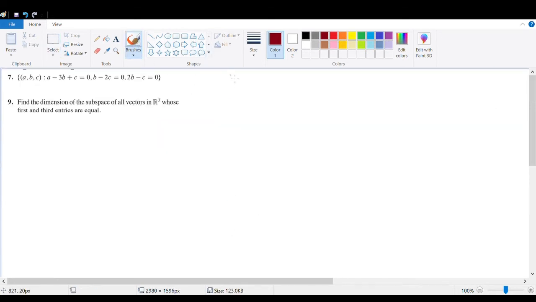In 7 also we need to find the basis and then find the dimension. So if we assume this one is H, then H is: A minus 3B plus C is equal to 0, then B minus 2C is equal to 0, 2B minus C is equal to 0. So this is a homogeneous system.